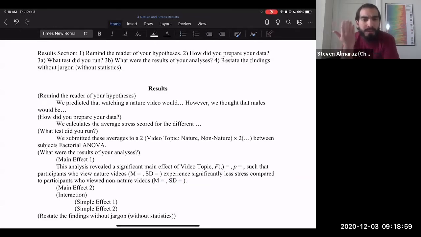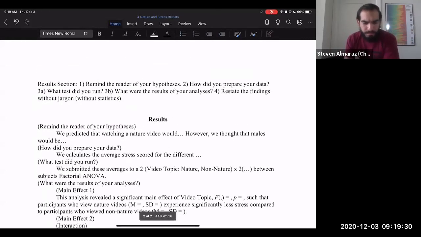Okay. So this analysis revealed a significant main effect of video topic, such that participants who viewed nature videos experienced significantly less stress compared to participants who viewed non-nature videos. So you're making a direct comparison across them. You're not saying one of them individually had a big effect, okay? We can't really see what one of them individually does. What we can see is how they are compared to each other. Is one higher, or are they about the same?